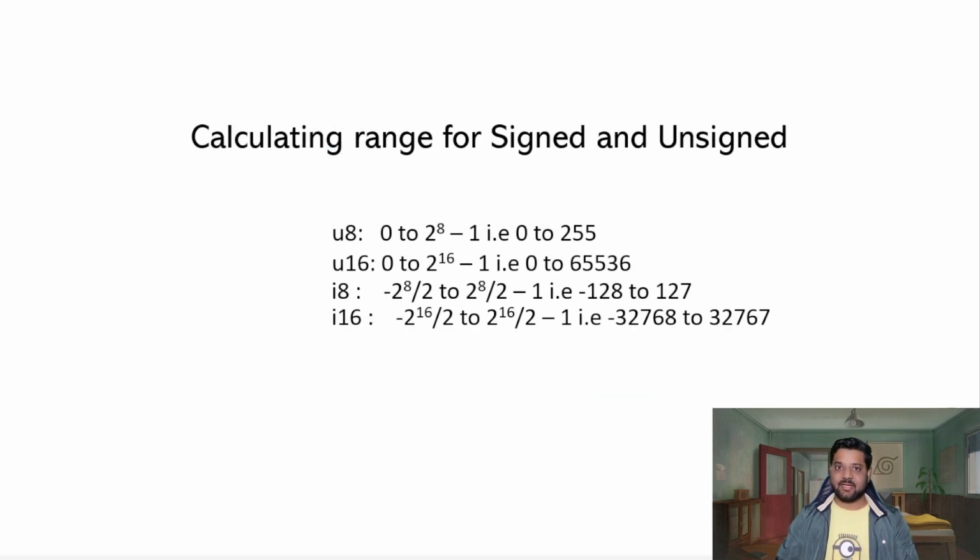And this is how we can calculate the range of the types. For U8, we can go from 0 to 2 to the power 8 minus 1. That comes out to be 0 to 255. Similarly, for U16, it's 0 to 2 to the power 16 minus 1. It's 0 to 65535. And for I8, since it can either be positive or negative, the range is different. For I8, the range is minus 128 to 127, which sums up to the 256 numbers. And similarly, we can calculate for I16.